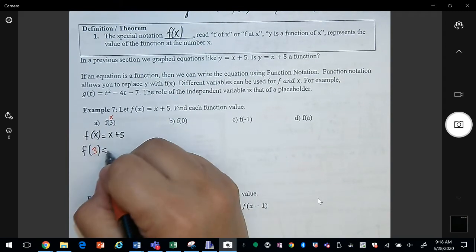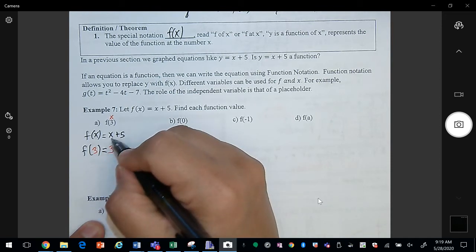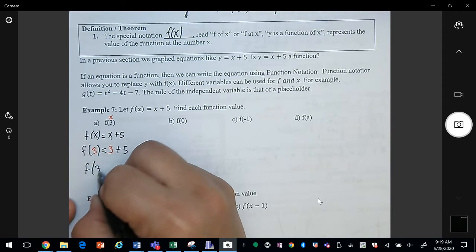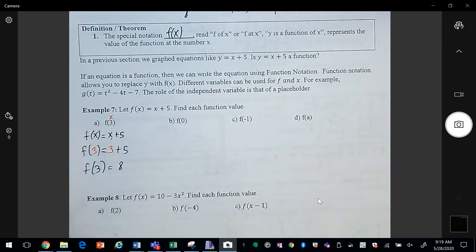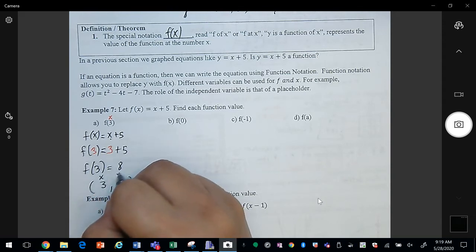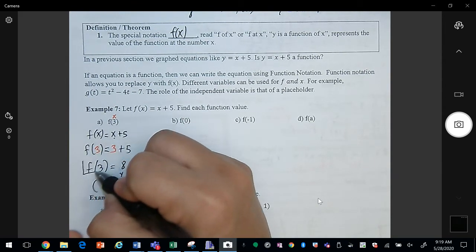So we have 3 for x and then plus 5. So here's x. Instead of x, I wrote 3. So now if I simplify, f of 3 is equal to 8. All this is saying is that whenever x is 3, you're getting the 8. So here x is 3 and your result was 8. Okay, so your answer is this right here.